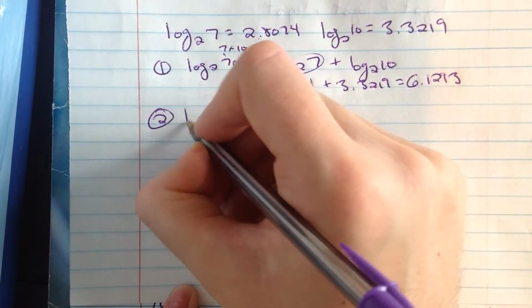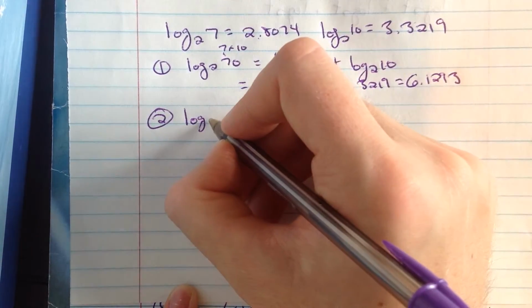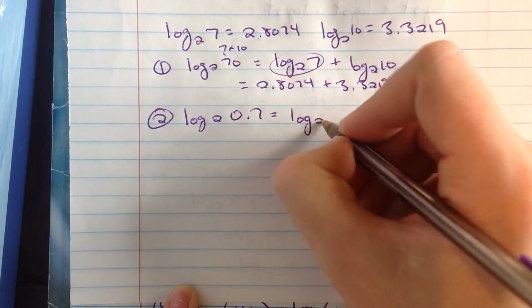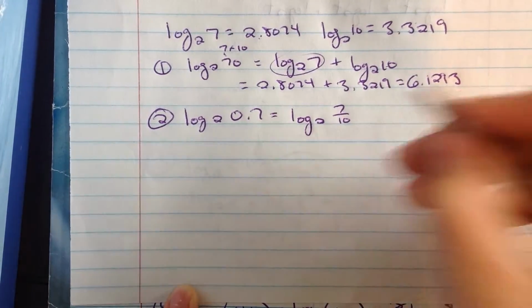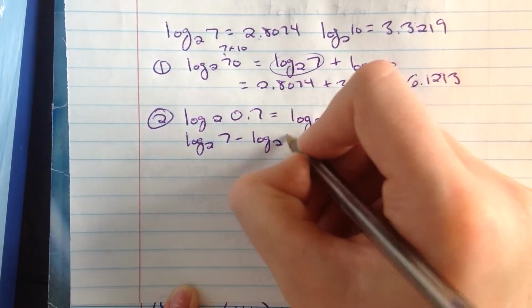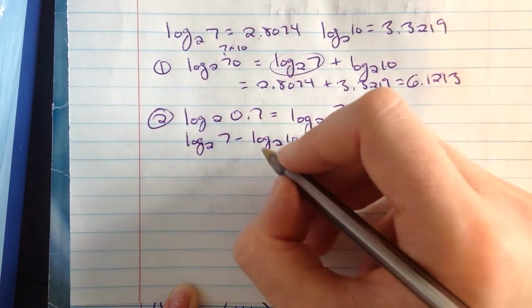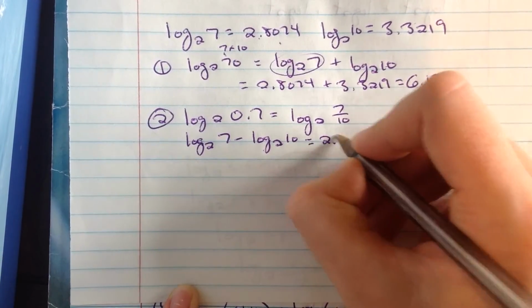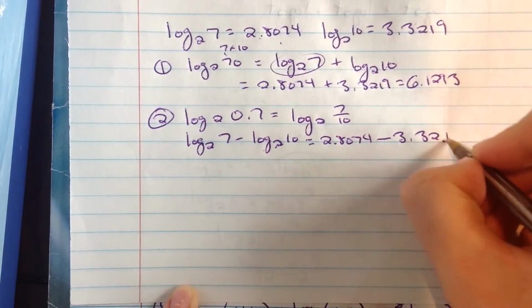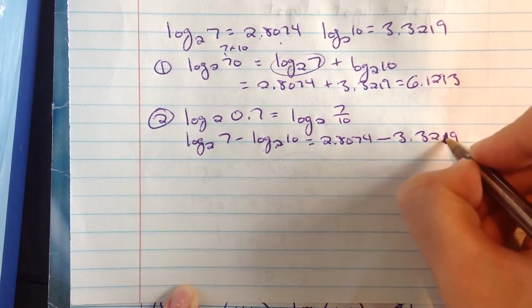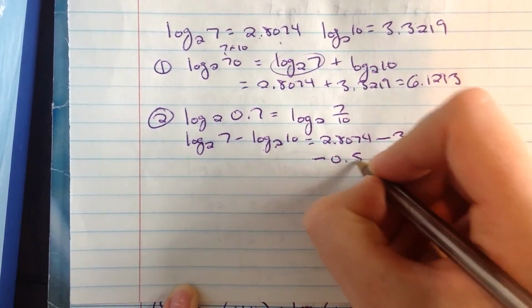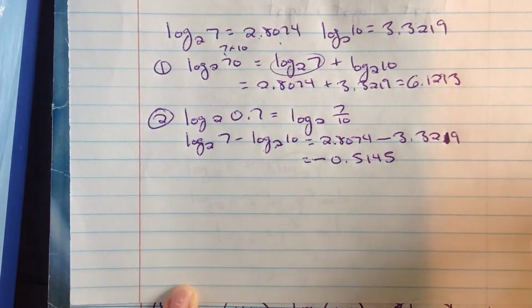If I have log base 2 of 0.7 is what I want to figure out, well, that's the same thing as 7 divided by 10. Using the quotient rule, log base 2 of 7 minus log base 2 of 10. And I know log base 2 of 7 is 2.8074. Log base 2 of 10 is 3.3219. So I get negative 0.5145 as my evaluation.